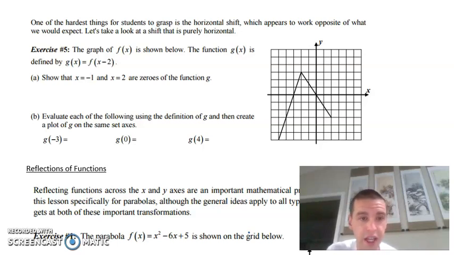So I'm given f of x right here, and I need to graph g of x. And the only thing that happened to g of x is that it was moved right 2. So again, I'm just going to move the main points. I can graph everything else.